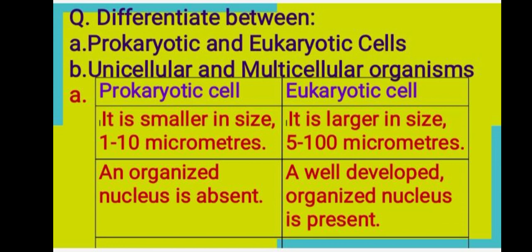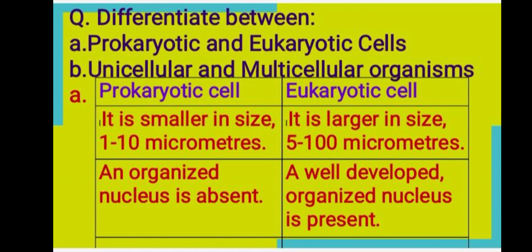In this lesson, we are going to have question answers from the chapter Cell. So let's get started with the very first question. Differentiate between prokaryotic and eukaryotic cells and unicellular and multicellular organisms. So we are going to see first the difference between prokaryotic cell and eukaryotic cell.